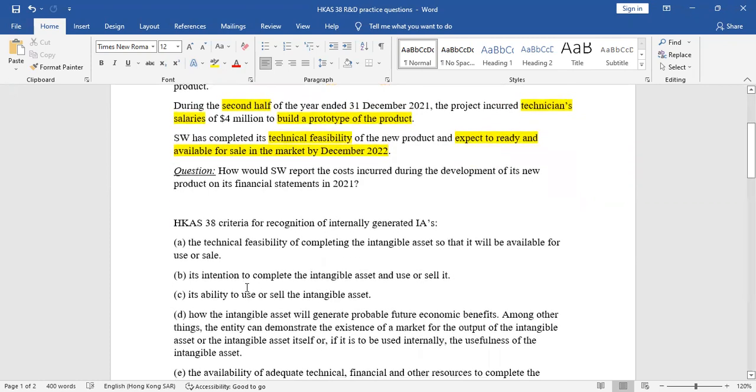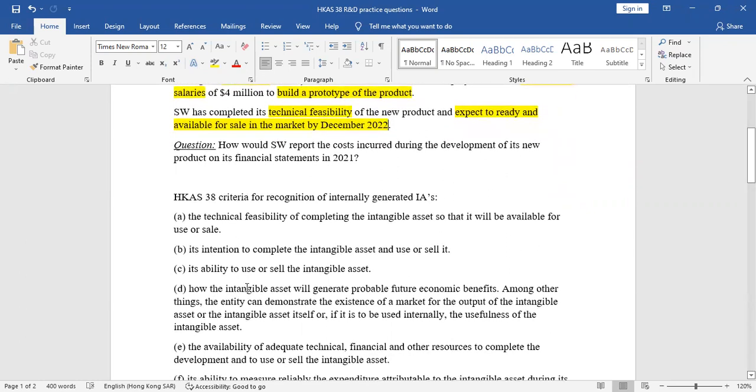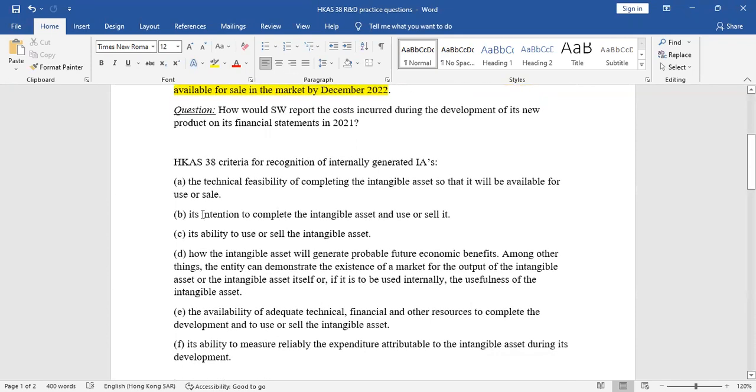The second expense, which is about $4 million, is a technician's salary to build a prototype, right? Now this is where you have to exercise your judgment. It's a confusing expense right there. You don't have something very concrete. The product might fail because it's just a prototype. You might ask questions like, what about market research, whether the product has demand or not, those sorts of things, right?